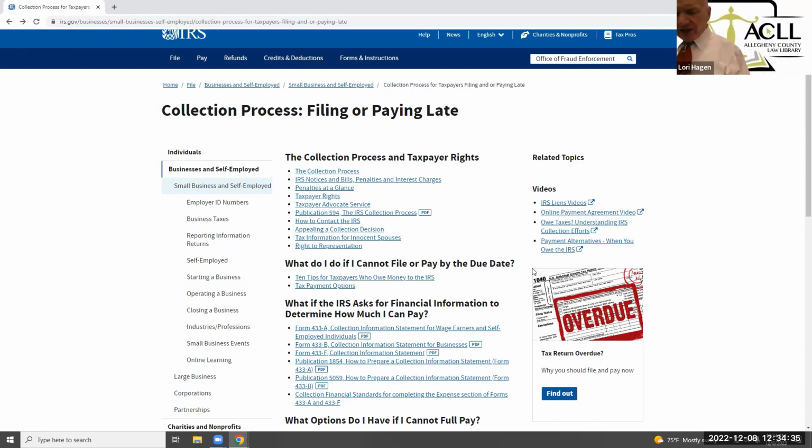But in any event, with the new emphasis placed on fraud detection with the IRS, that is something that's clearly going to happen.